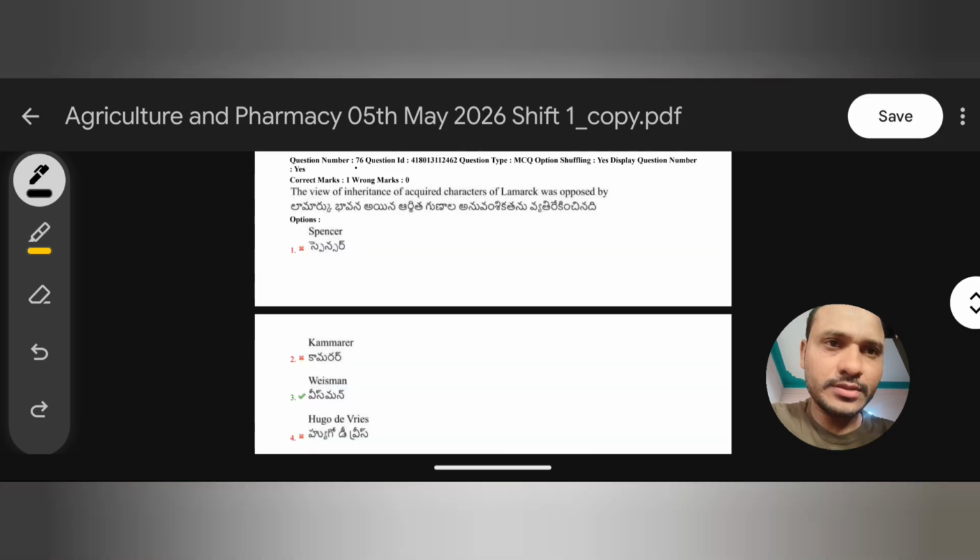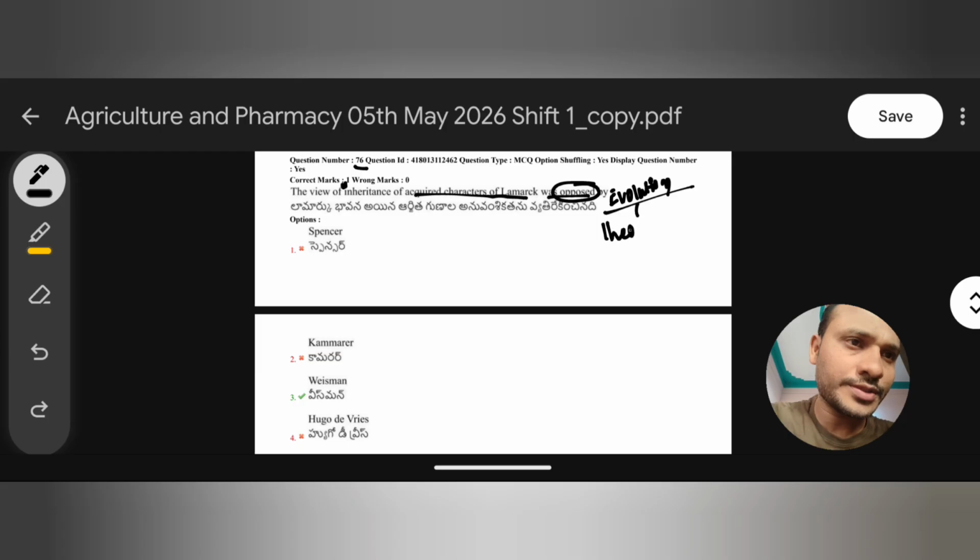So next, the 76th question. The view of inheritance of acquired characters of Lamarck was opposed. These questions also come from evolution, the theory of evolution. Various theories of evolution were proposed by various scientists. In that, first we will discuss the theory of evolution first attempted by Lamarck.